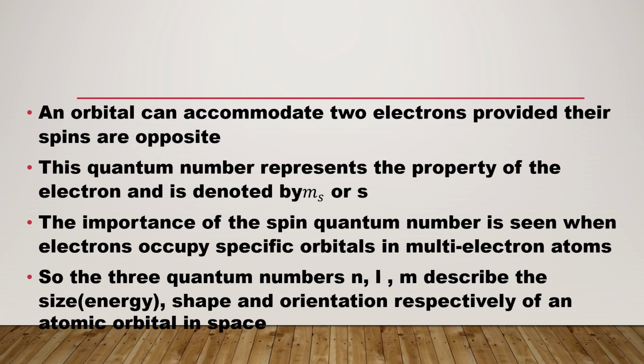So, the three quantum numbers n, l and ml describe the size, shape and orientation respectively of an atomic orbital in space. That means n describes the size and energy of the shell. l represents shape and ml represents orientation of the orbital in space.